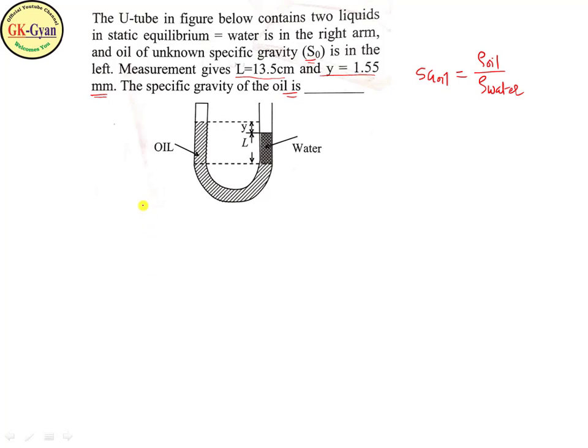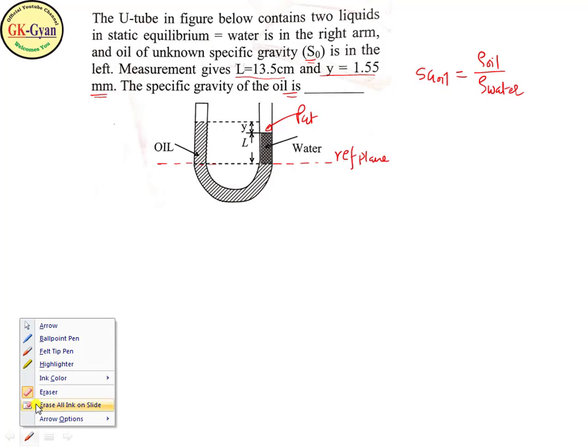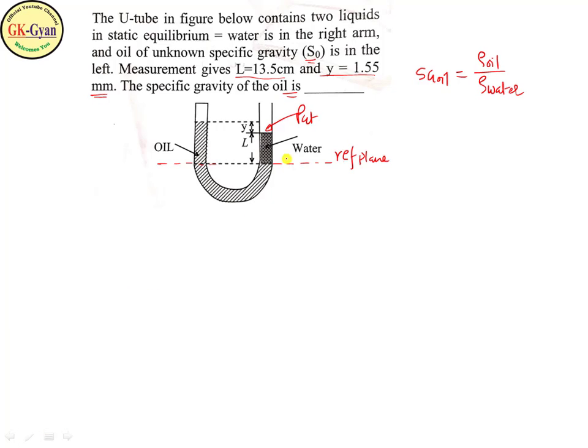So how to calculate? Here a U-tube is given. First mark the reference plane. We mark the reference plane where the continuous mass of the same fluid is given. Here the oil is given, a continuous mass of the same fluid, so mark this as the reference plane. This point is open to atmosphere, P atmosphere. Start from the open end.